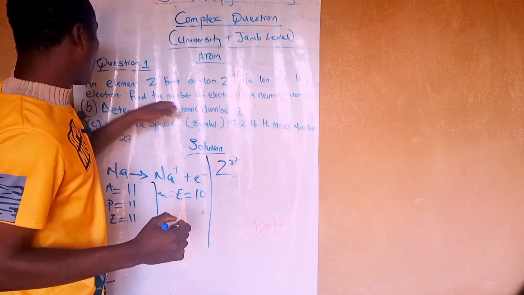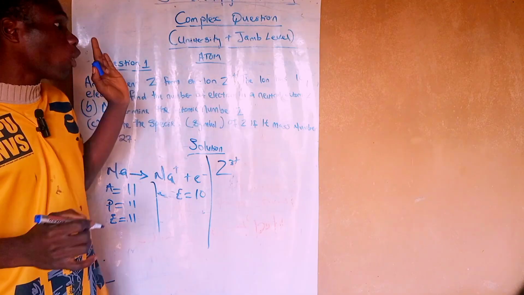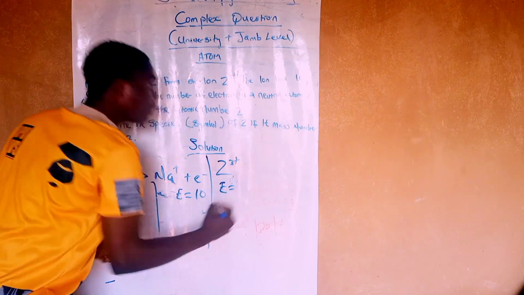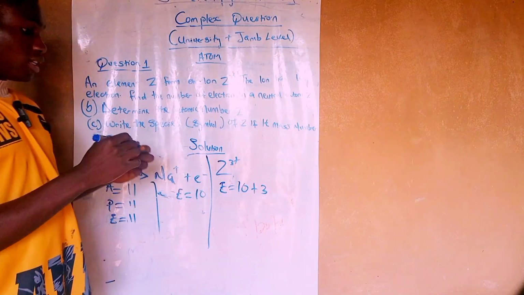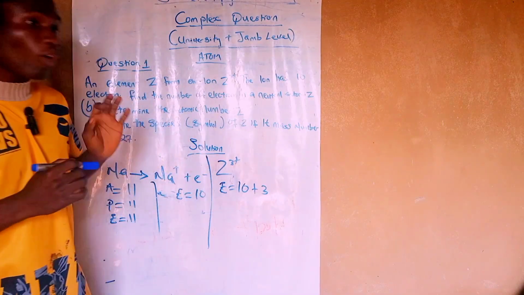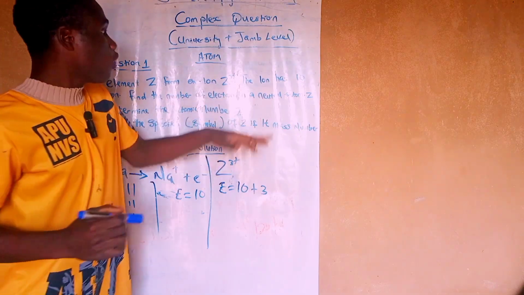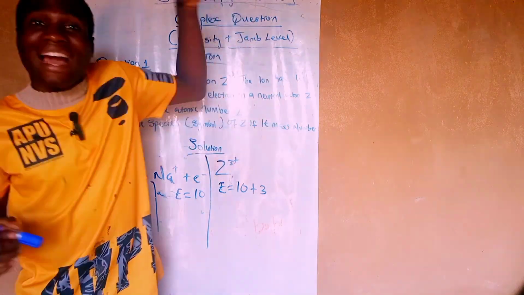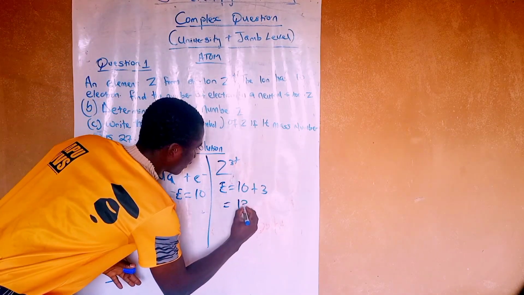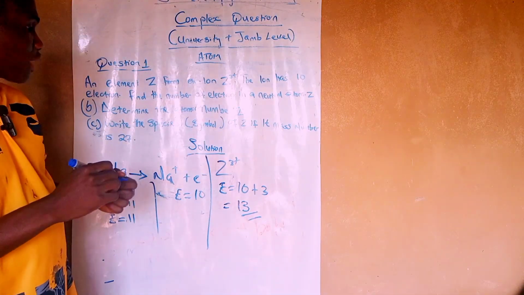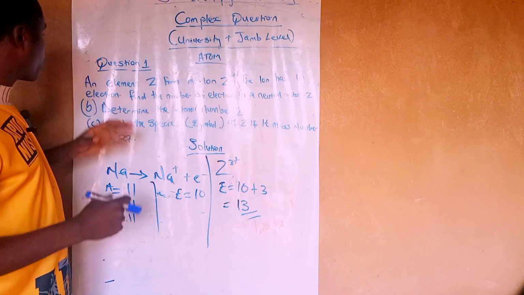So the number of electrons in a neutral atom Z will be equal to 10 plus 3, because the 3 that it loses, we have to add back, because they are asking for the number of electrons in a neutral atom. Which is equal to 13. So the number of electrons in a neutral atom is 13. Now let's quickly move to the second question.